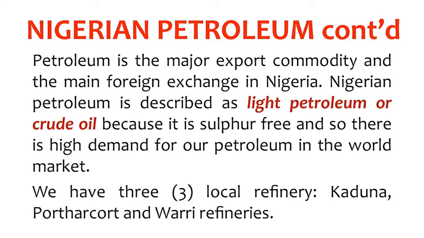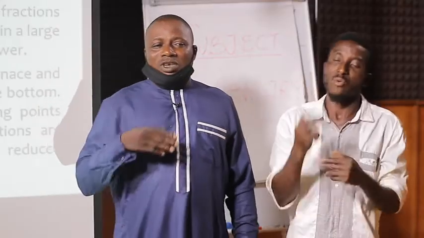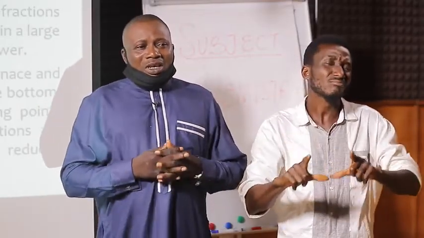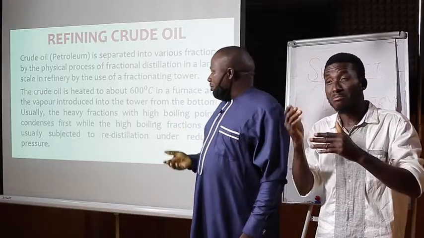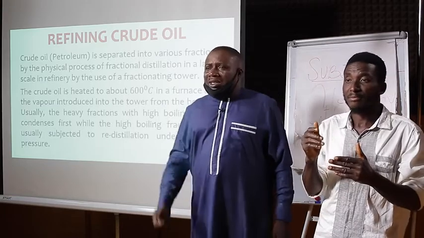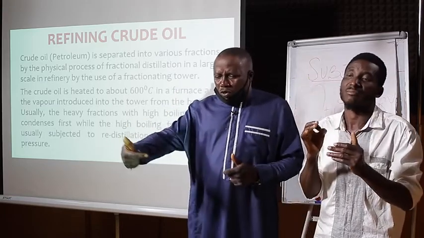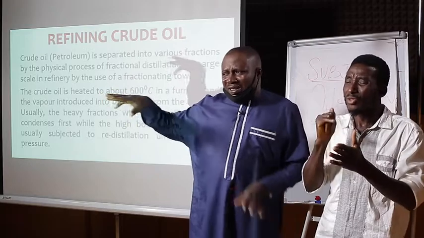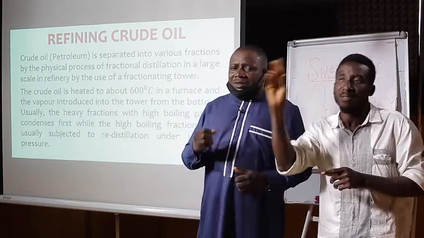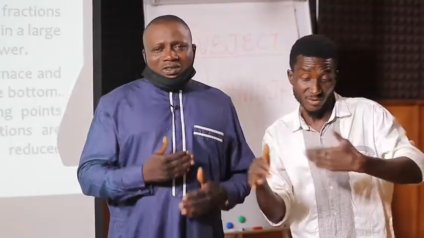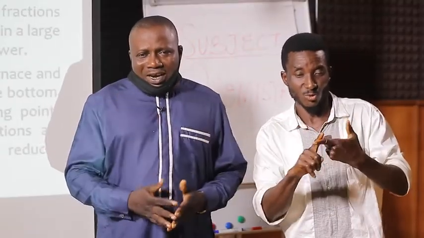The refineries are the Kaduna refinery, the Port Harcourt refinery, and the Warri refinery. Kaduna refinery is one of the largest refineries, built by an Italian company, and we are happy to have a refinery here. Petroleum crude oil is pumped all the way from the Niger Delta down to these various refineries, where a process of separating these various fractions is carried out.